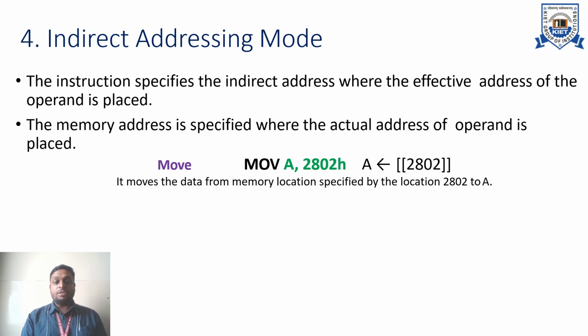Means 2802 in this instruction is the address of operand. MOV A, [2802] means 2802 contains the address of operand. It moves the data from memory location specified by the location 2802 to register A. Such representation is done by square brackets. Double square brackets represent the indirect addressing mode.